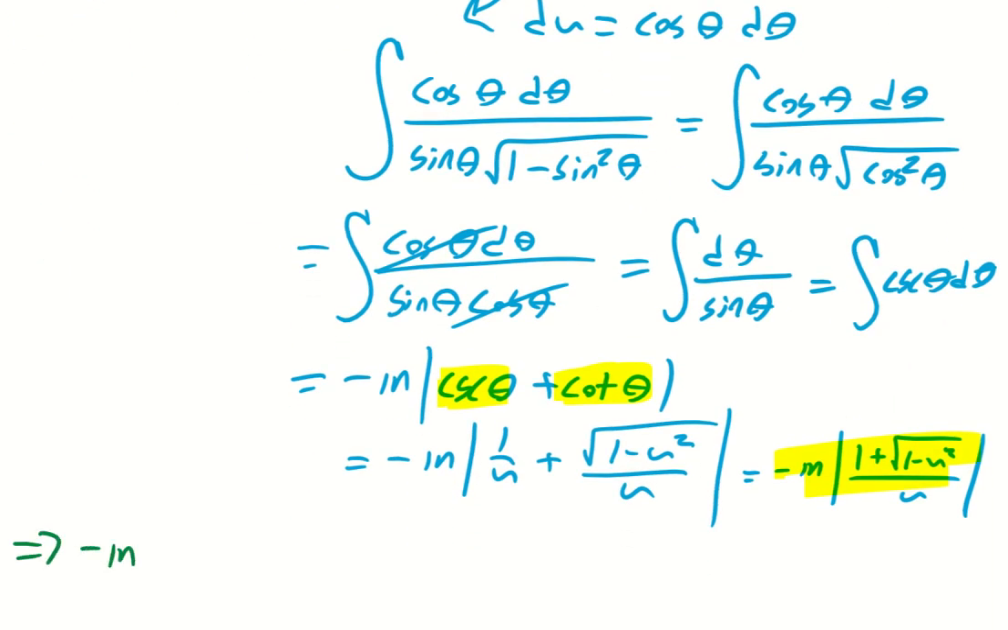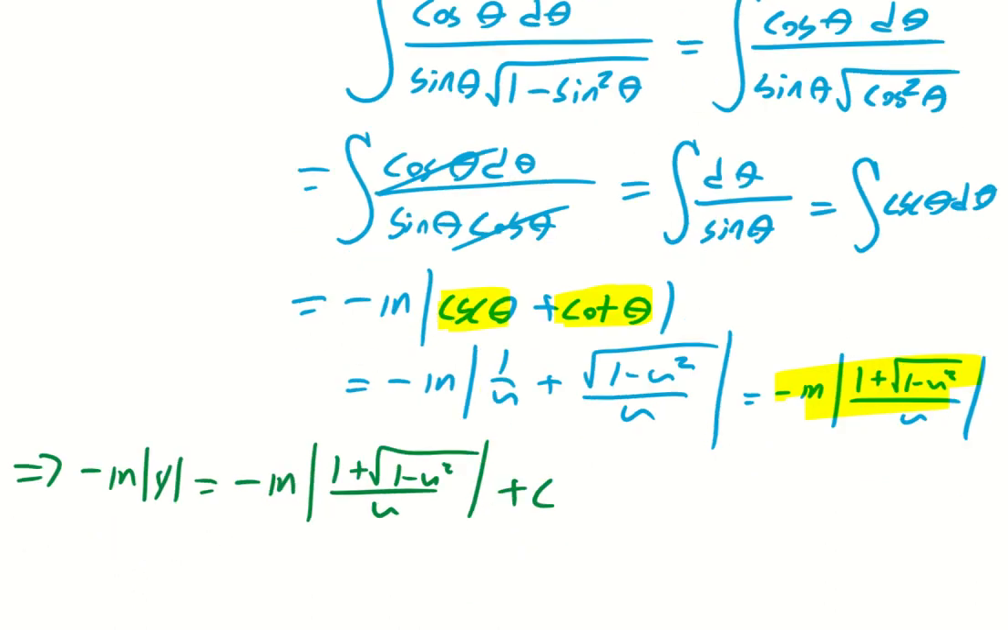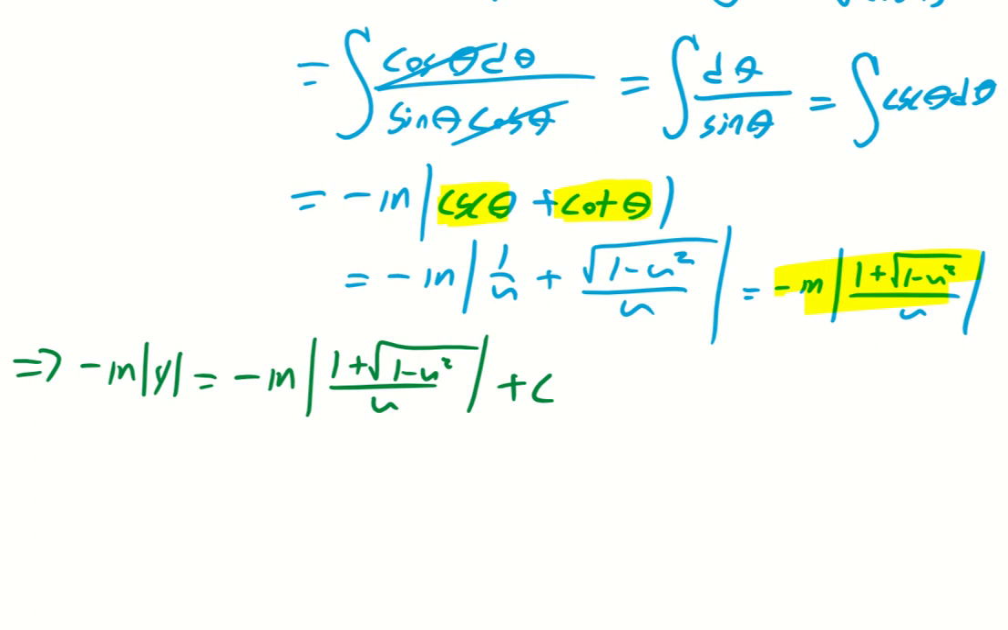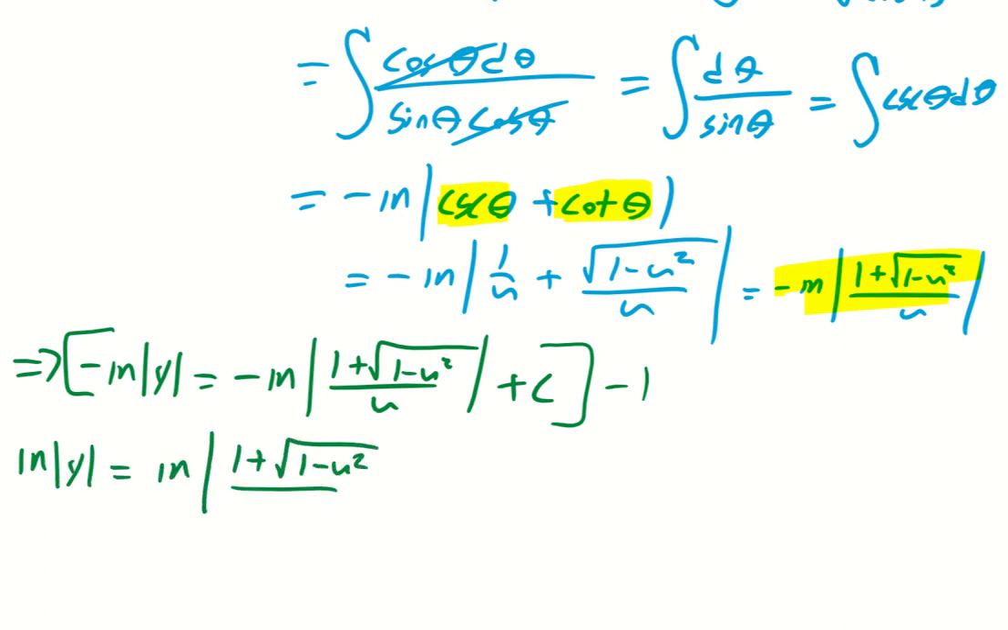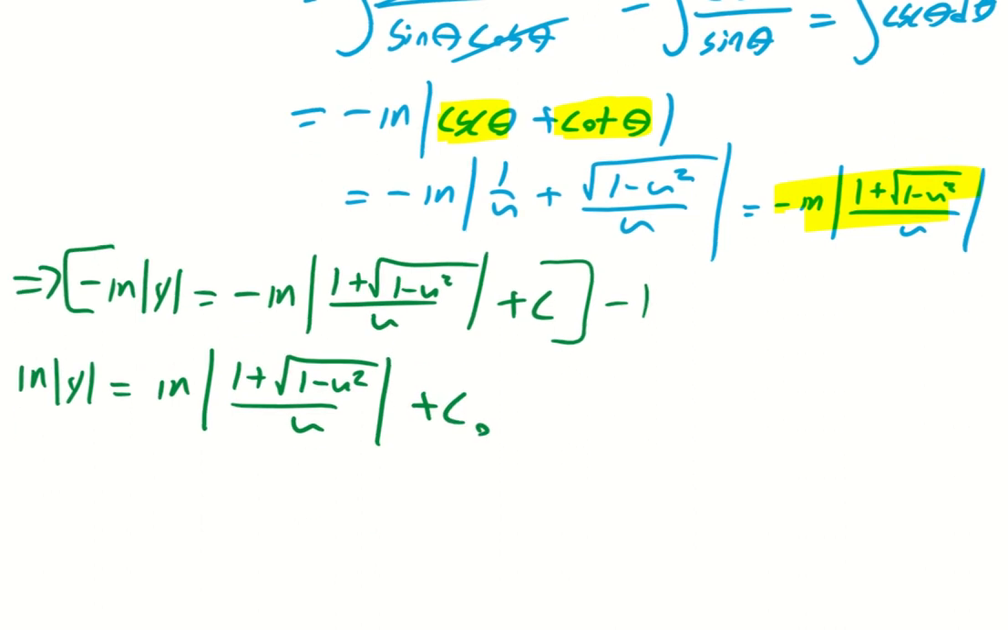So we have minus natural logarithm of the absolute value of y is equal to minus natural logarithm of the absolute value of the quantity 1 plus the square root of the quantity 1 minus u squared over u, and we'll add our arbitrary constant. And to simplify this a little bit more, we will multiply this entire equation by minus 1. So now we have this. Okay, our constant changed technically, so I'll call that C naught.